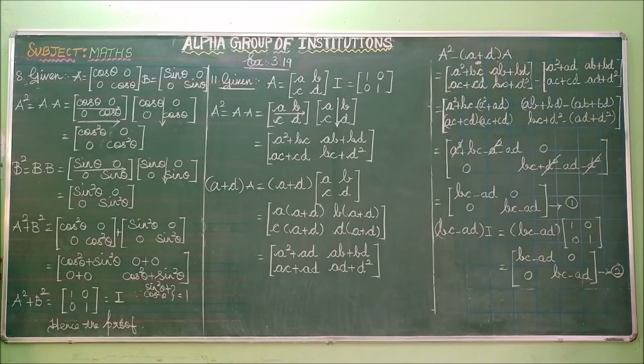Then listen to the 11th problem. What is our 11th problem? If A equal to [a, b; c, d] and I equal to [1, 0; 0, 1], show that A squared minus (a plus d) into A is equal to bc minus ad times I2. Our matrix is of order 2 cross 2.